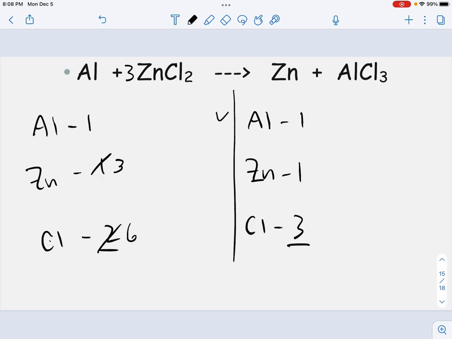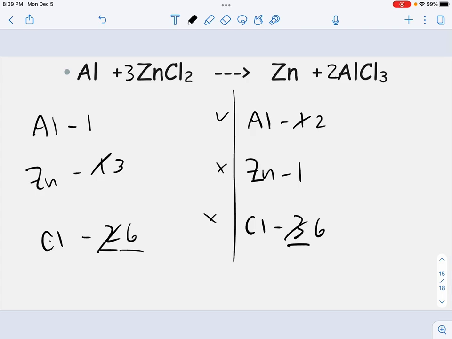So aluminum balances, okay? Zinc does not, and chlorine does not. I'm going to pay attention to aluminum or chlorine. So I've got 6 here and 3 here. So what can I do? I'm going to add a 2 to aluminum chloride, okay? So by doing that, I have 2 aluminums, and now I have 6 chlorines, okay?